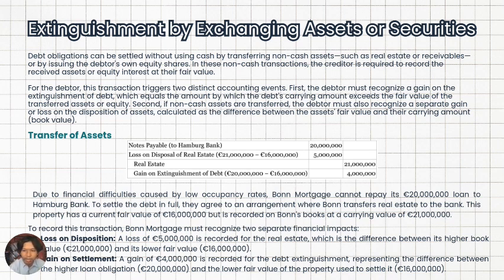So the debtor, Bond, records this transaction with notes payable to Hamburg Bank on debit 20 million, loss on disposal of real estate 5 million on debit, real estate on credit 21 million, and gain on extinguishment of debt 4 million on credit.